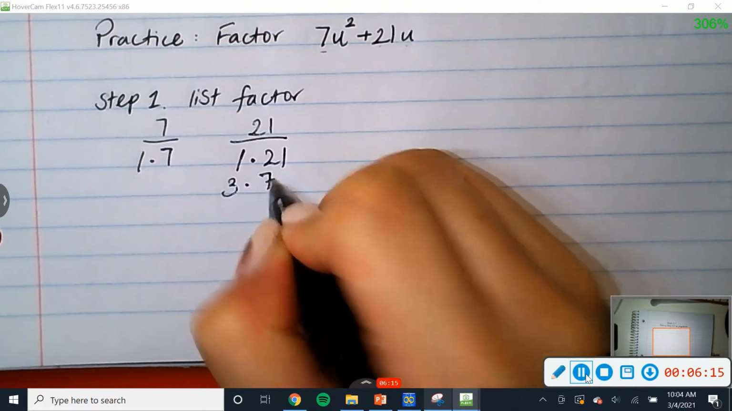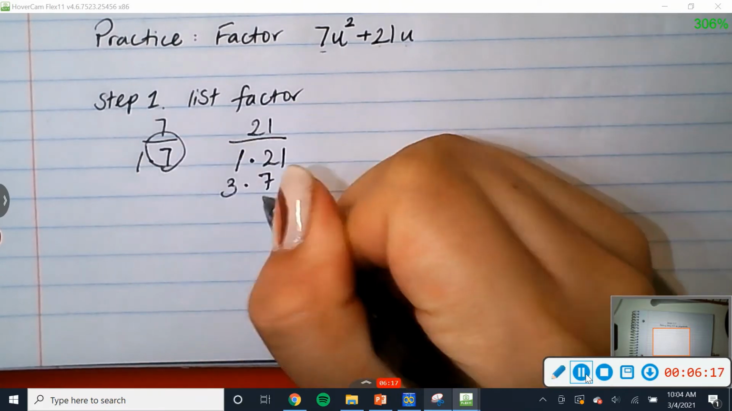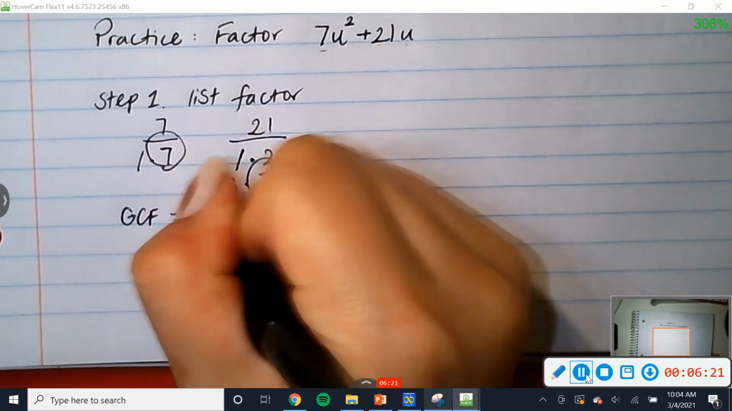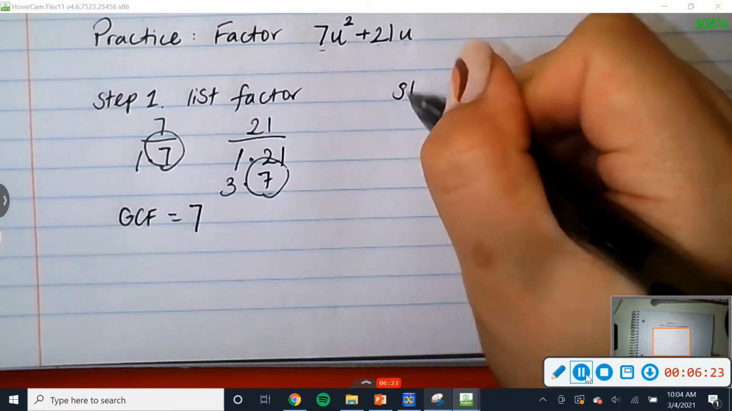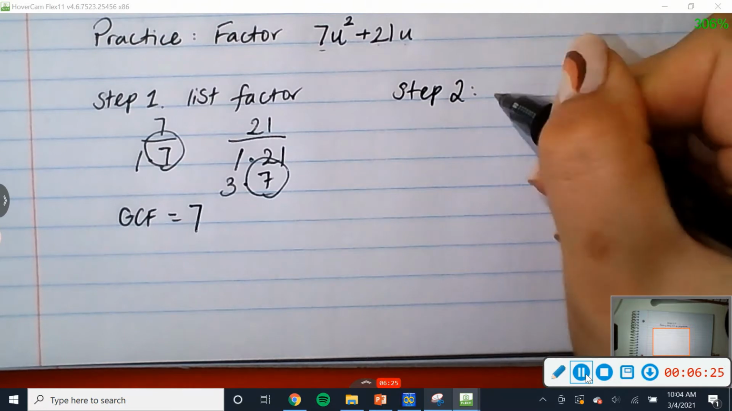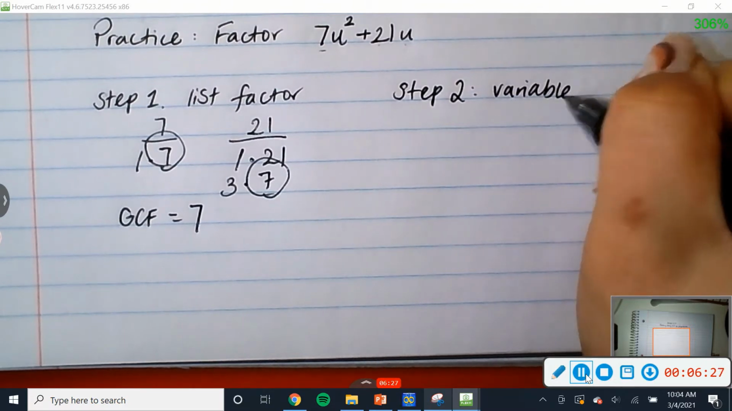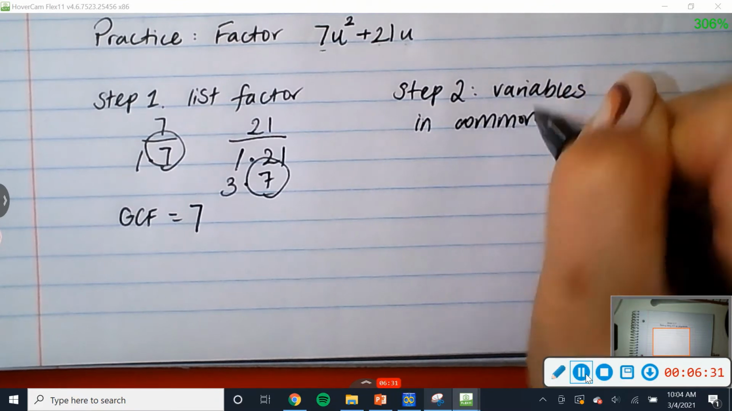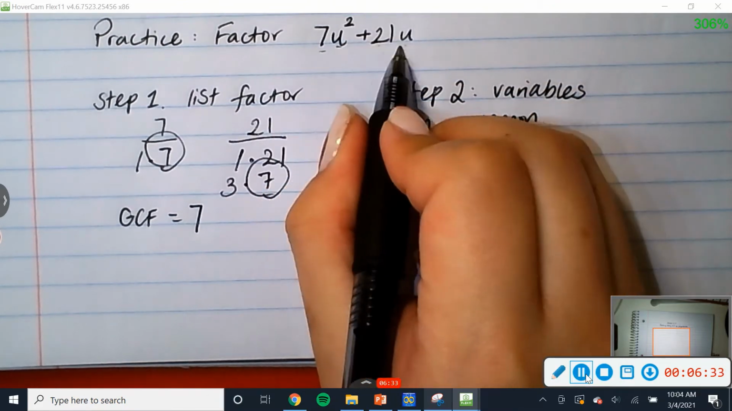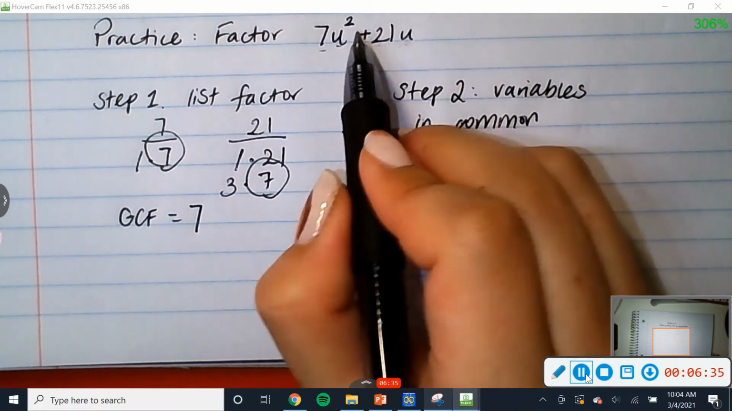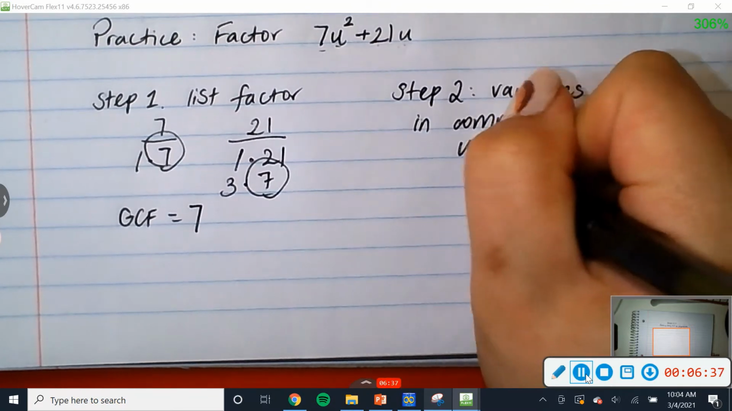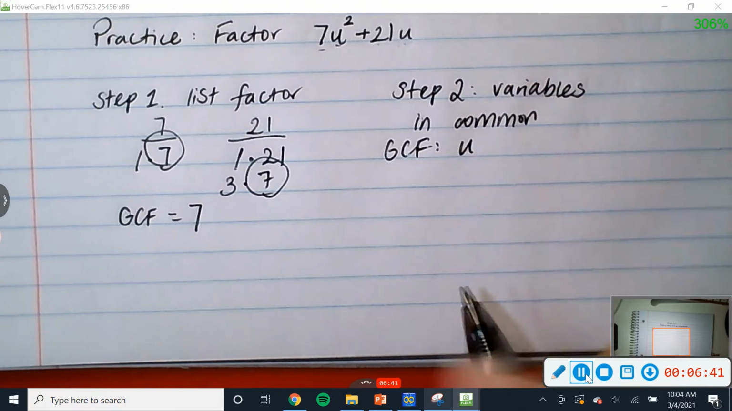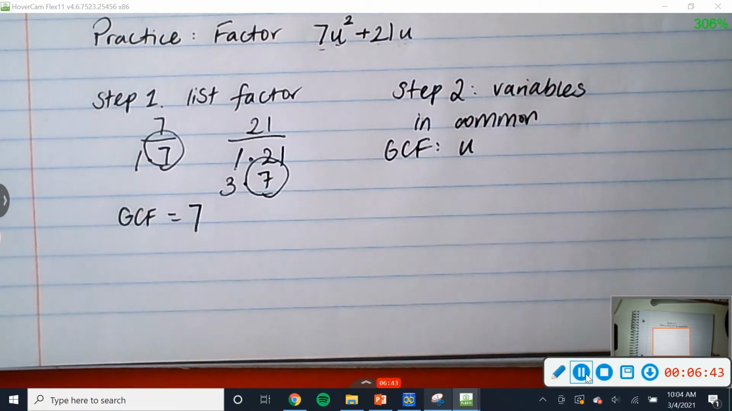I see that the GCF is 7. So my GCF is 7. And then I also want to see if there are any variables that they have in common. When I look at my original expression, 7u squared plus 21u, I have u in common. So I have this variable in common. This is another GCF. And then I'm going to write this out for step 3, and I'm going to solve.